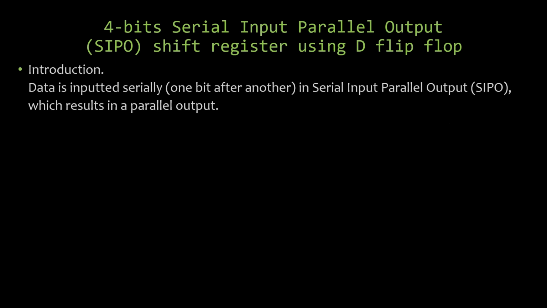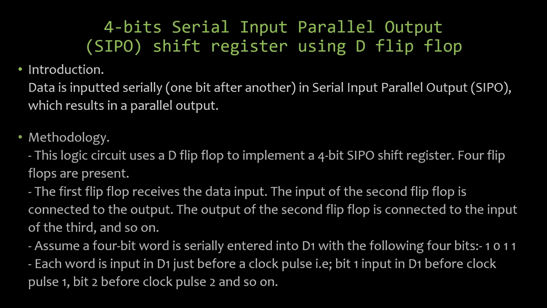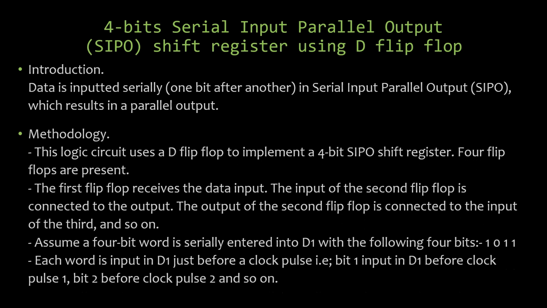Introduction. Data is inputted serially one bit after another in serial input parallel output SIPO, which results in a parallel output. Methodology. This logic circuit uses a D flip-flop to implement a 4-bit SIPO shift register. 4 flip-flops are present. The first flip-flop receives the data input. The output of the first flip-flop is connected to the input of the second flip-flop. The output of the second flip-flop is connected to the input of the third, and so on.